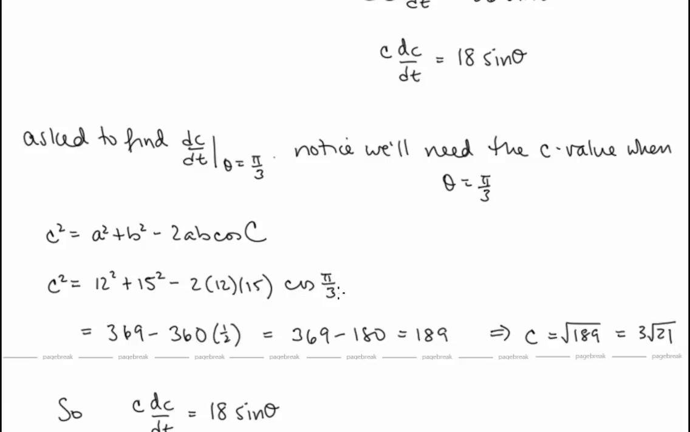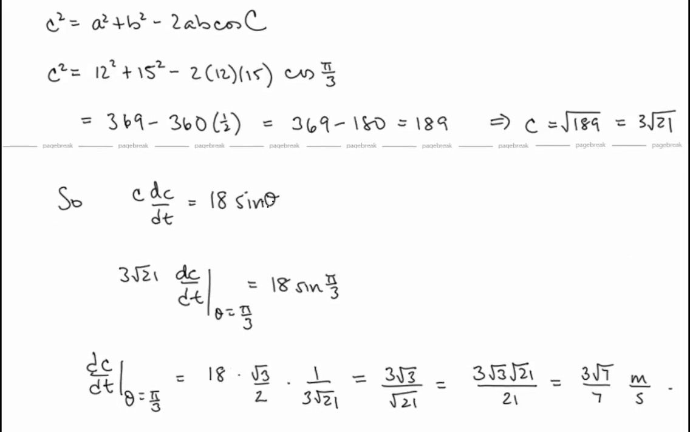And so cosine of pi over 3 is equal to 1/2, so that goes here. And we simplify and we get c squared is equal to 189, and so c is equal to a positive radical 189 or 3 radical 21. So that goes in for c. Theta is pi over 3, and then we can solve for dc/dt at theta equals pi over 3. So sine of pi over 3 is radical 3 over 2, and then we'll divide by 3 radical 21 on both sides. And here we have a 6 in the denominator and an 18 on top, so we have a 3 here. And then if we rationalize, we realize we can do some more canceling.